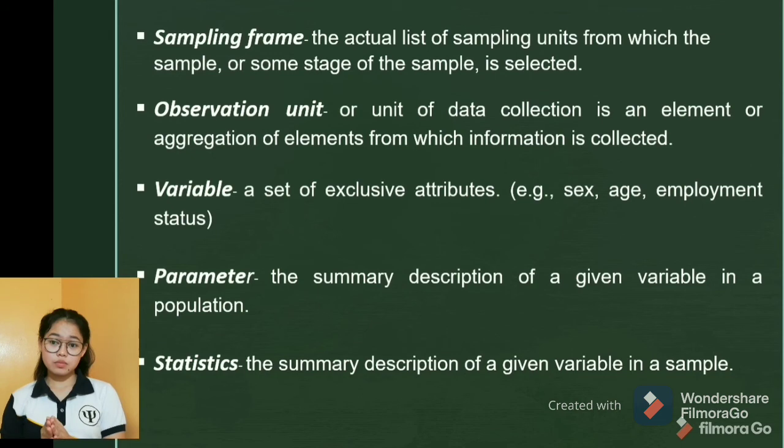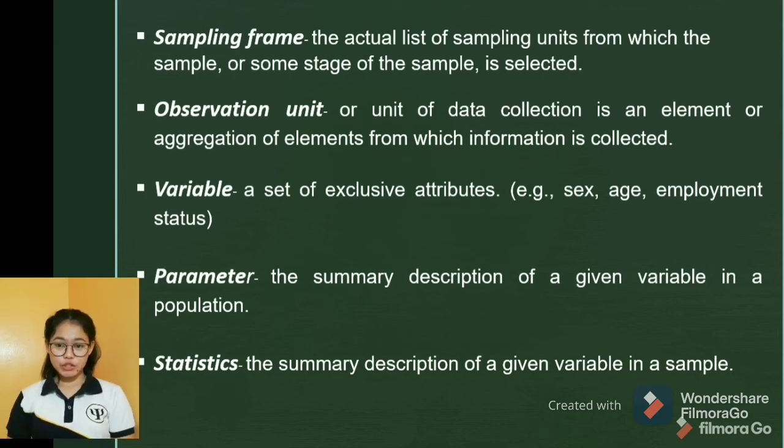Next is variable. Variable is a set of exclusive attributes, like for example, sex, age, employment status, and everything. It can also be a phenomenon which you try to measure in some ways.